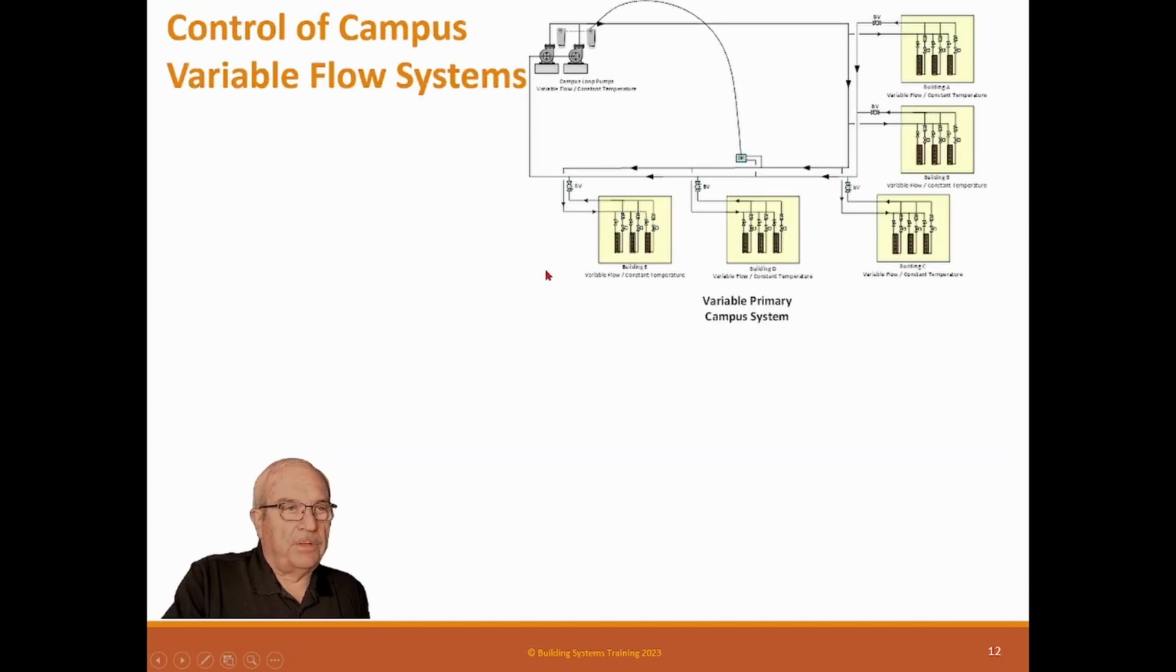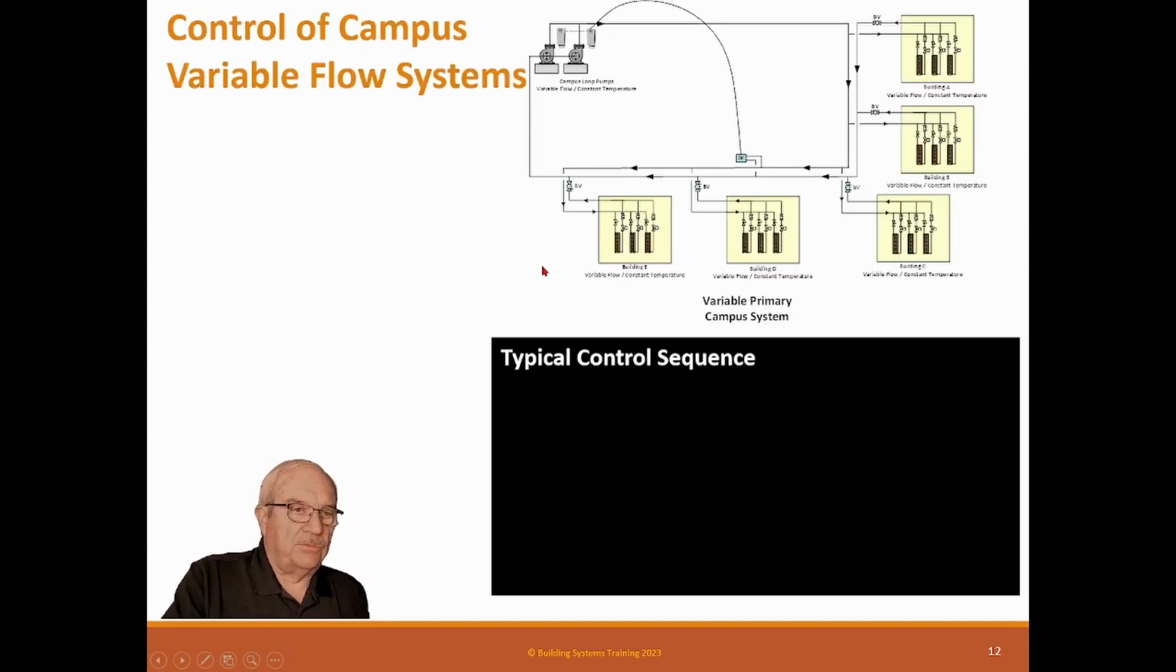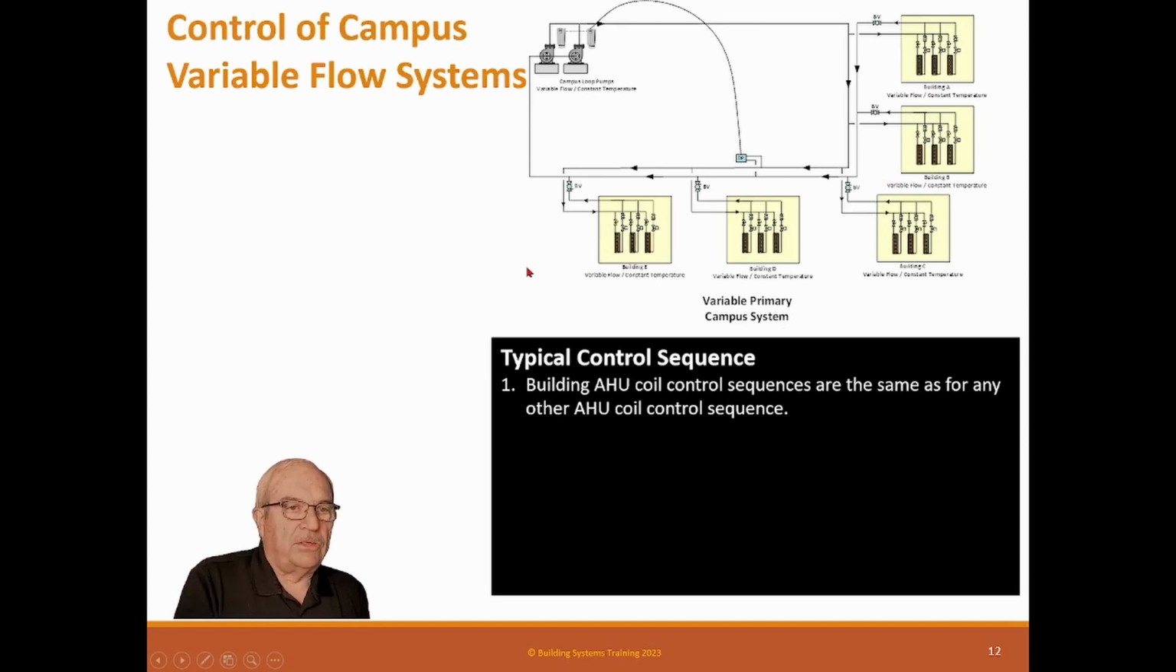So for the variable primary campus system, the sequence is super simple. The building air handler and control sequences are the same as for any other air handler coil control sequence. So these are the same. These are balanced separately. If these were all brand new buildings, this is a very simple flow system. So it's got campus systems and it's got a balance valve. So all you're doing is setting the total flow to the building. Other than that, this acts like one huge building. By the way, there aren't many of these. Normally they will be the next ones we look at.